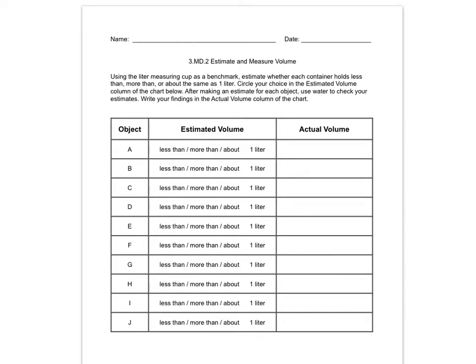They say, using the liter measuring cup as a benchmark, estimate whether each container holds less than, more than, or about the same as 1 liter. Circle your choice in the estimated volume column of the chart below. After making an estimate for each object, use water to check your estimates. Write your findings in the actual volume column of the chart.